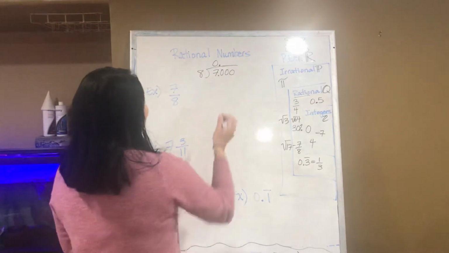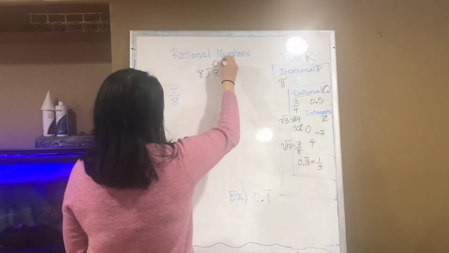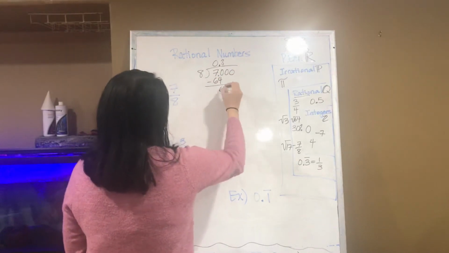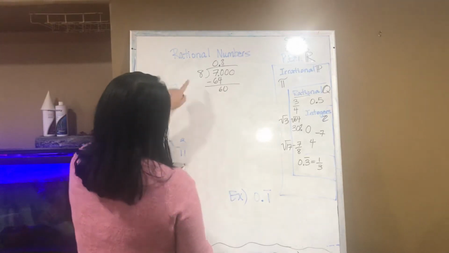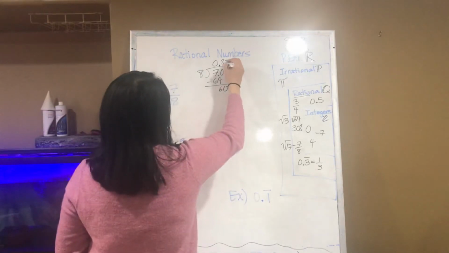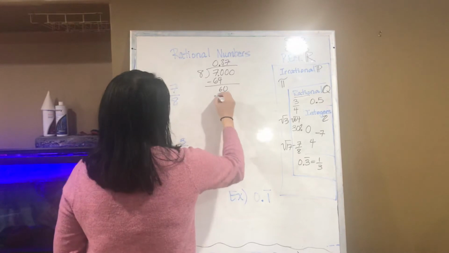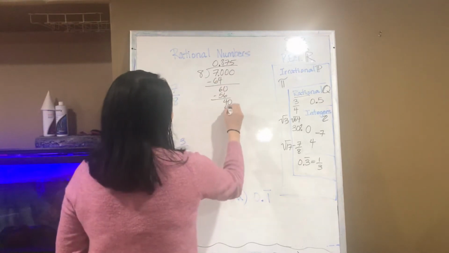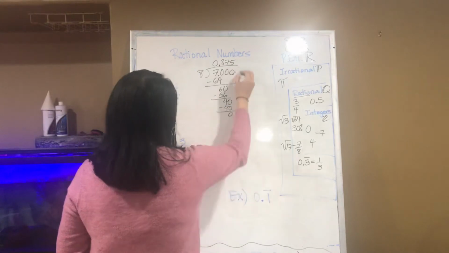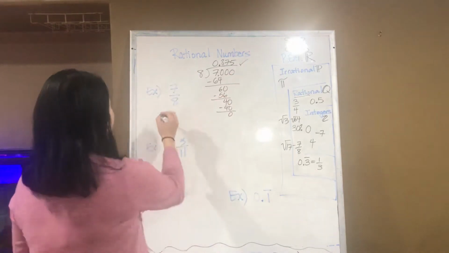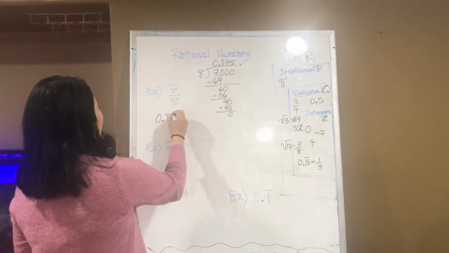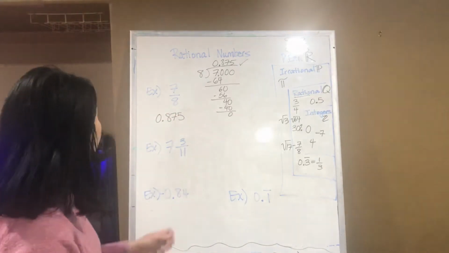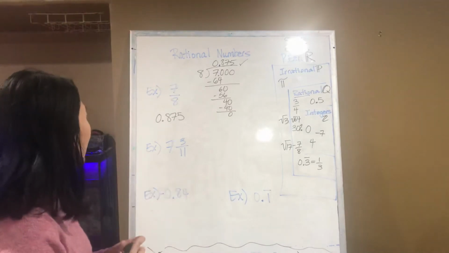So now 8 goes into 70 8 times, and I'm just going to go through and do my long division, carrying down the 0 when I need to. 8 now goes into 60 7 times, and fortunately I can see that it is actually a terminating decimal, so it ends. So 7/8 is equal to 0.875 or 875 thousandths.